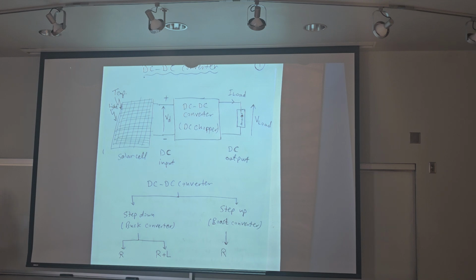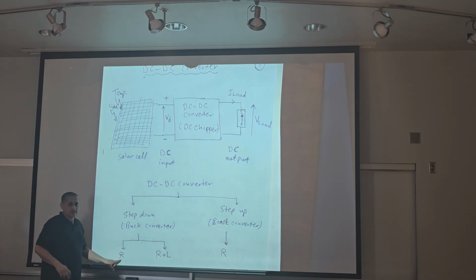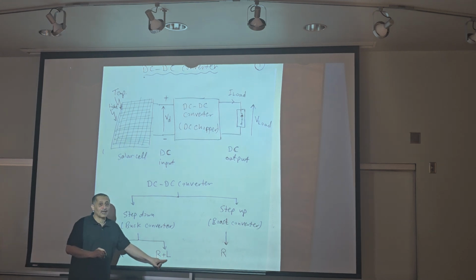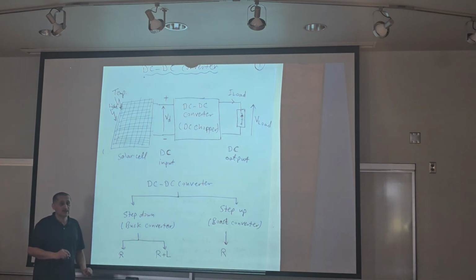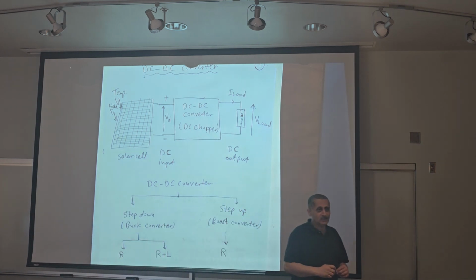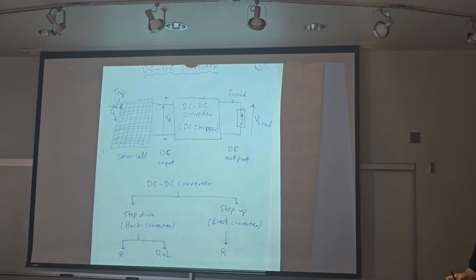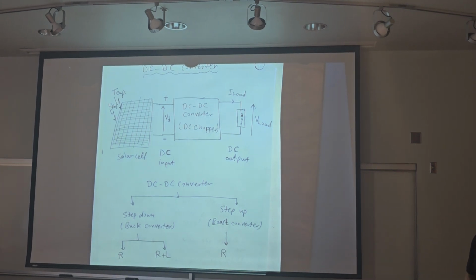Step down, step up, first quarter, second, fourth quarter circuit. What's R and L? Is R resistance? We will study the step down converter using an R resistor load, and R plus L, resistor plus inductor. And step up just with R resistor. So RL means resistor plus inductor.